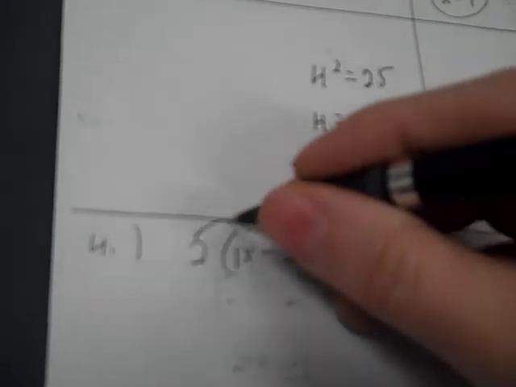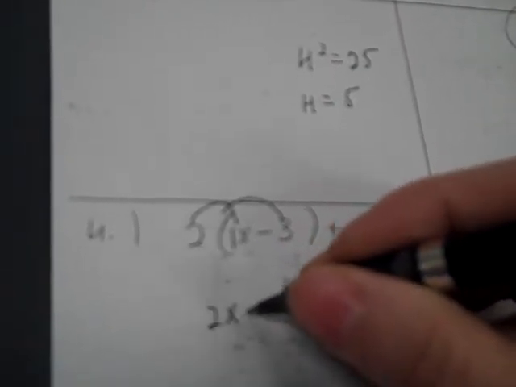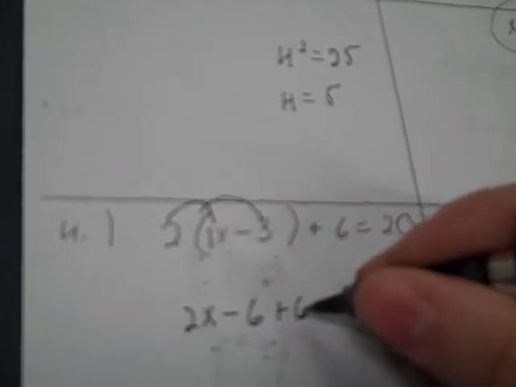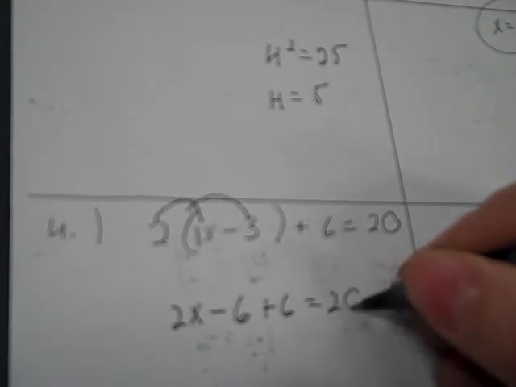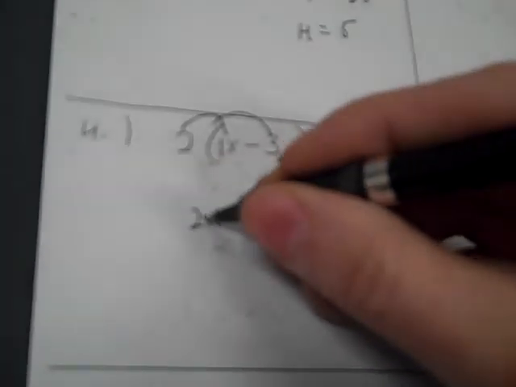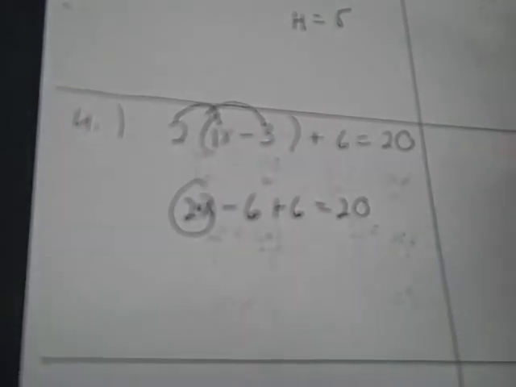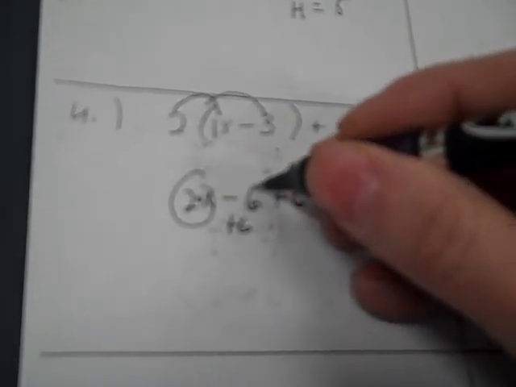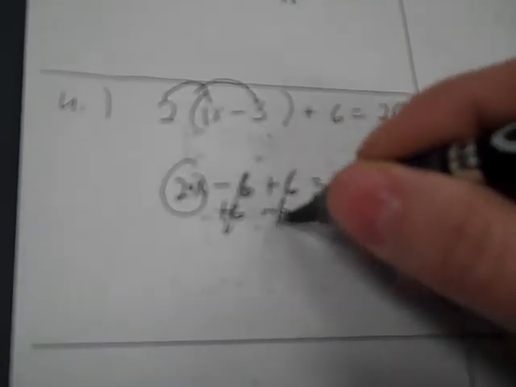Okay, now final. This one has no blocks, so I go do the rainbows. 2 times 1x is 2x, minus 2 times 3 is 6, and then add the 6, and then equals 20. Now, this is the only x, so I dot and circle. So I got two things to undo, okay? Plus 6, but then I also have to minus 6, minus 6.